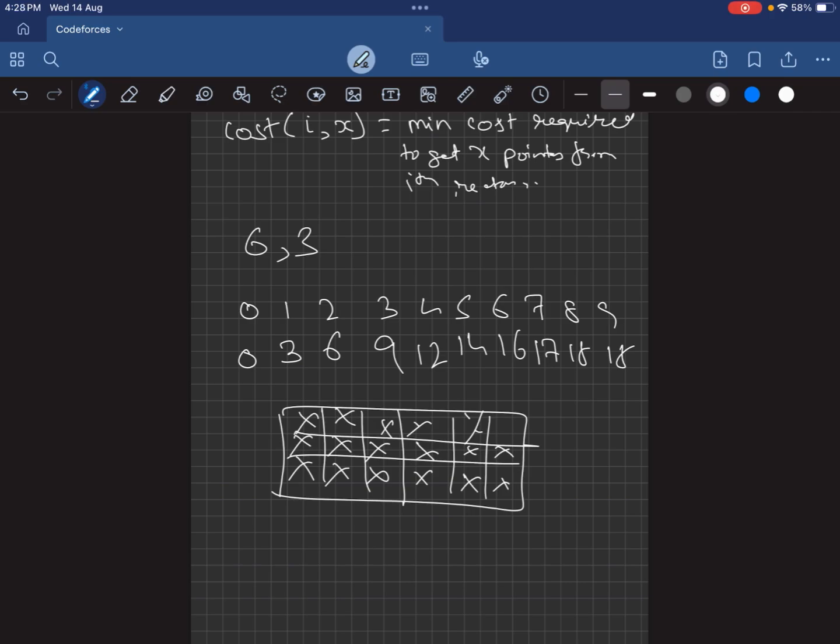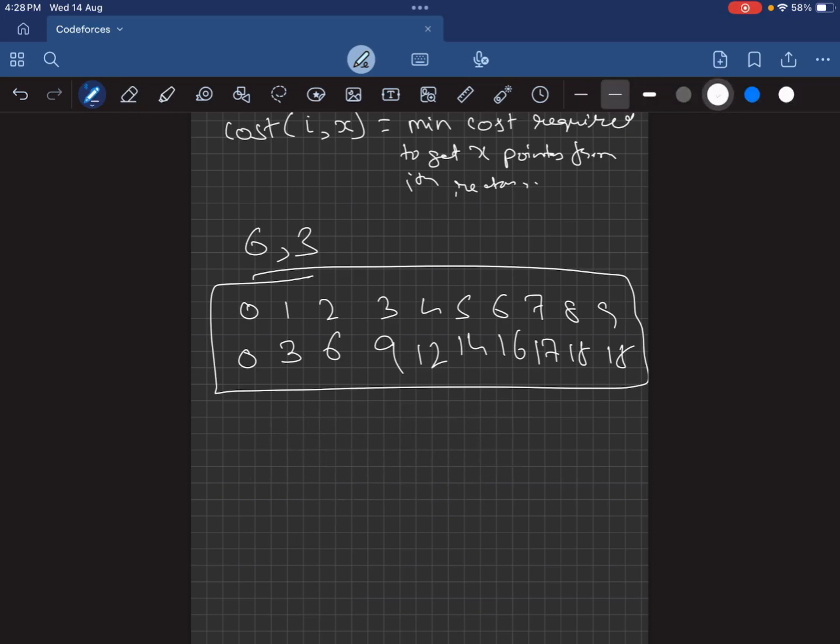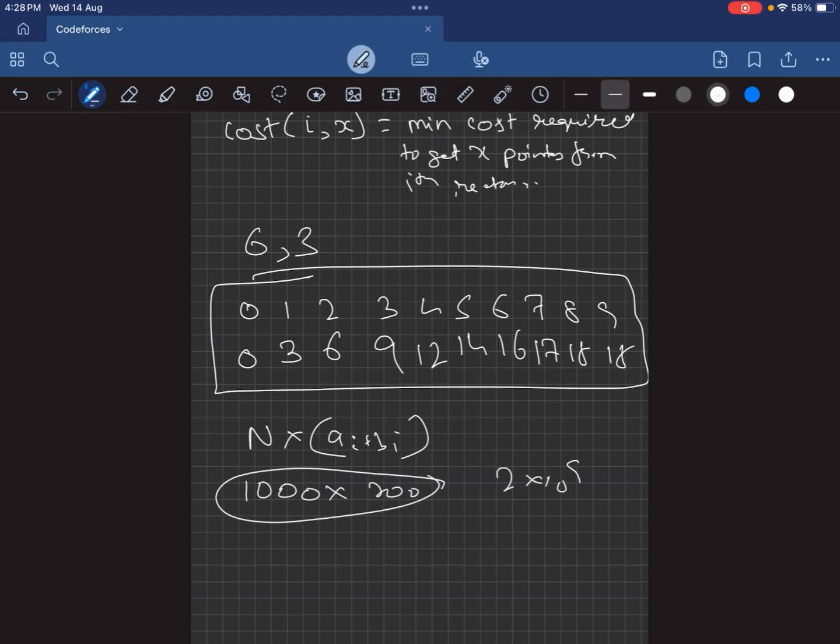Okay, so now we compute this array. We compute this 2D array cost of i comma x, and the size of this array is at most n into ai plus bi, which is 1000 into 200, that is 2 into 10 raised to 5. This is the maximum size of this array. Okay, now we have this cost computed.